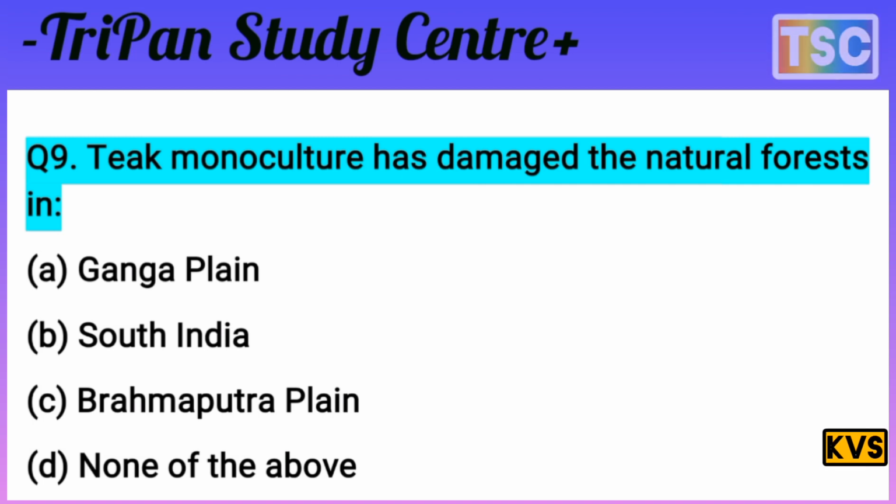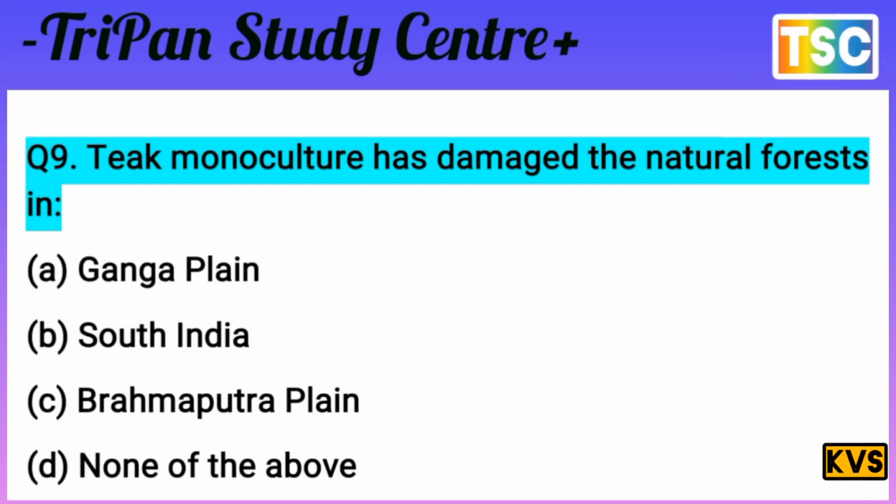The next question arrives on your screen. Teak monoculture has damaged the natural forest in. You know that's an important question for the exam view. Options: A, Ganga plain; B, South India; C, Brahmaputra plain; and D, none of the above. The question is clear and important also. Think of your answer first. Test your knowledge. I give you a few seconds.